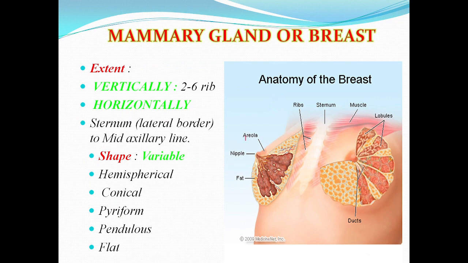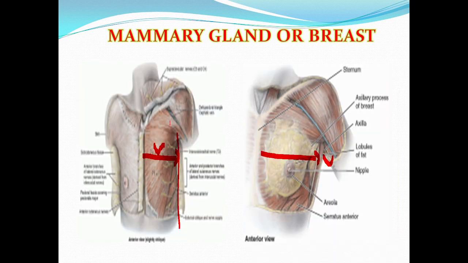Next, coming to the mammary gland or breast, where it is going to be located. We have studied the bony skeleton. In the midline of the body, the sternum is located. The sternum is attached to the ribs through the costal cartilages. How many pairs of ribs do we have? We have 12 on the right and 12 on the left, so 12 pairs of ribs. The vertical extent is from the 2nd to the 6th rib. To understand, at the midline you have the sternum. This is to be remembered.